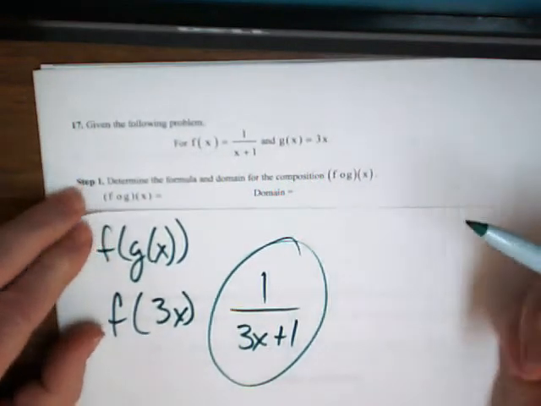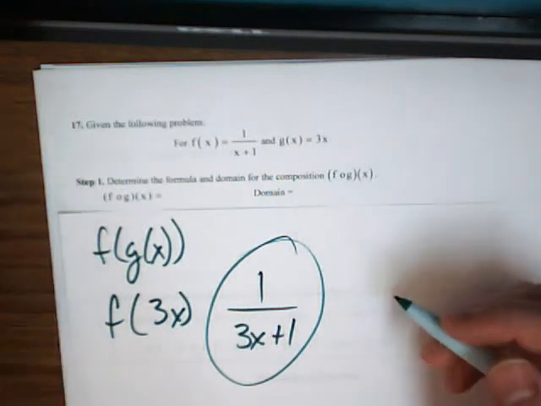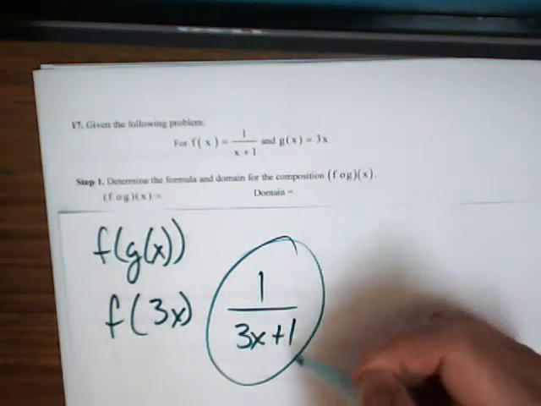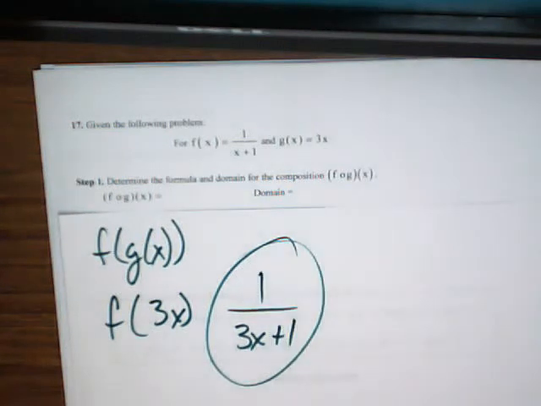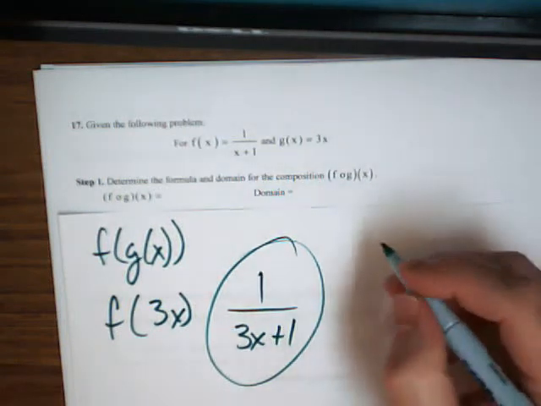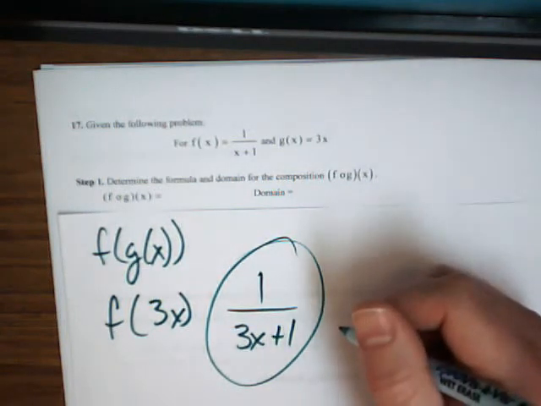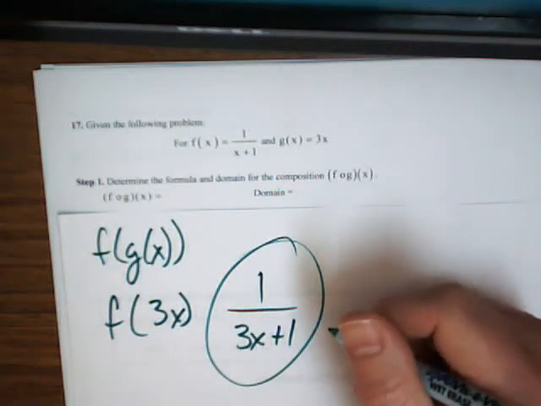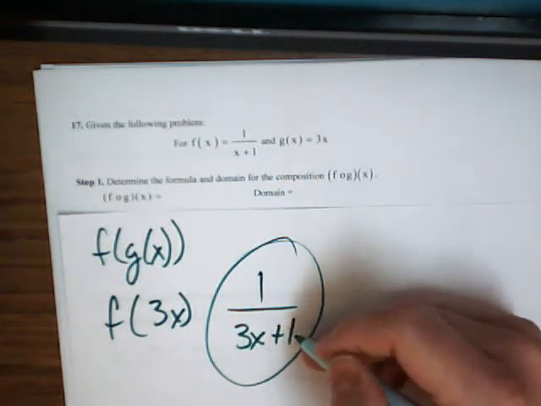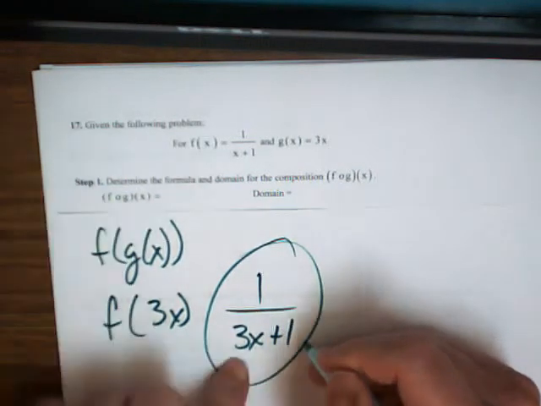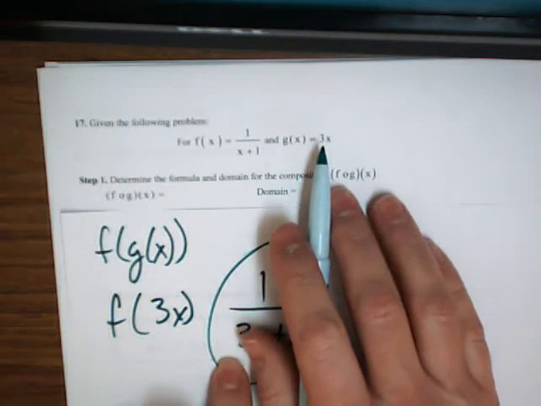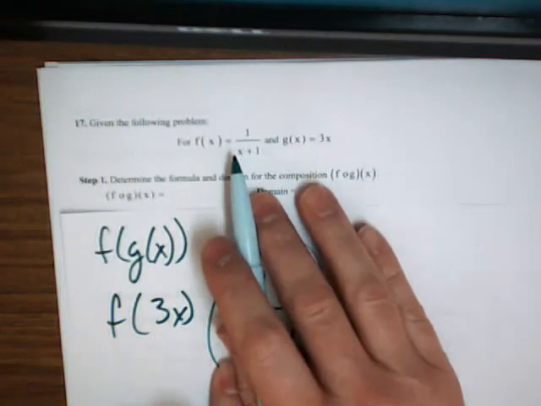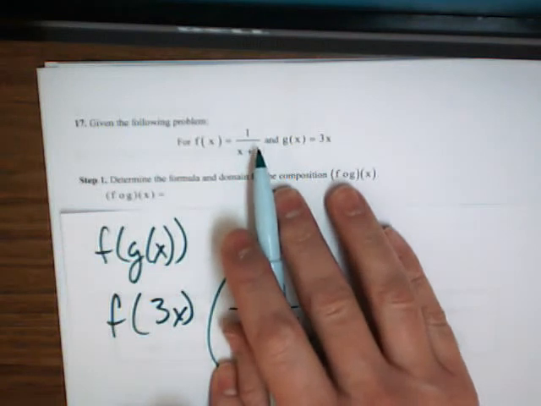Domain. You have to watch out about, in particular, what do you have to watch out about for domain in general? What can't you do with numbers? You can't take a square root of a negative. You can't have 0 on the bottom. So this is a little bit trickier though because it's a composite function. You have to look at what happens here to give me outputs that screw things up over here.